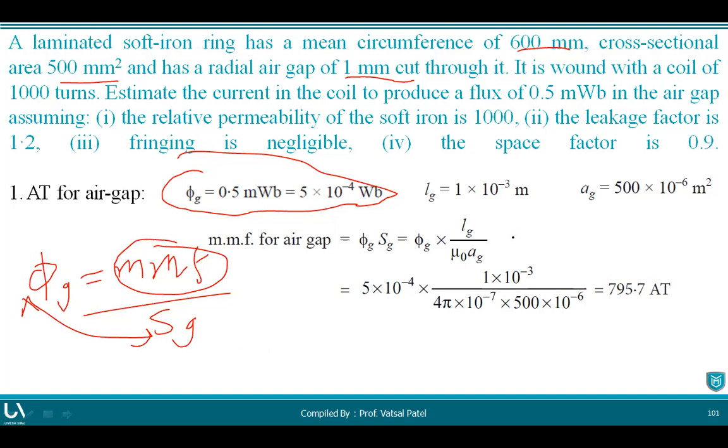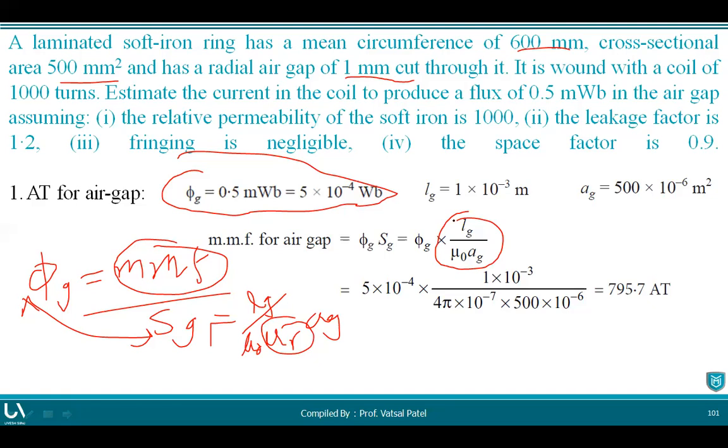The normal equation for the reluctance S is equal to L divided by mu 0 mu r into A. But right now we are talking about the air gap, so mu r is equal to 1. That's why it is written here as Lg divided by mu 0 into Ag. So these are the two parameters given here.